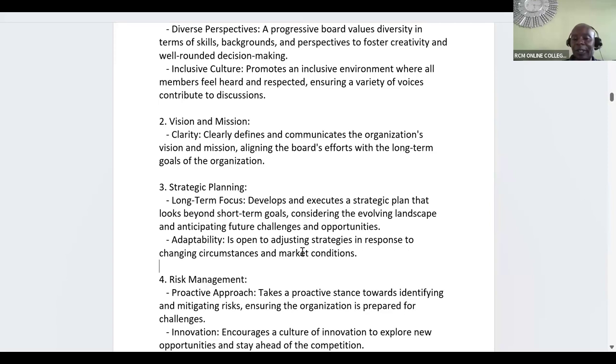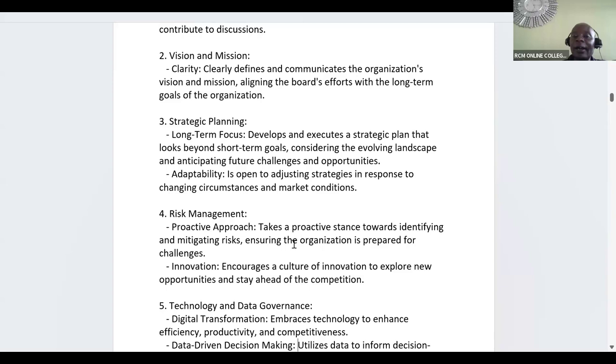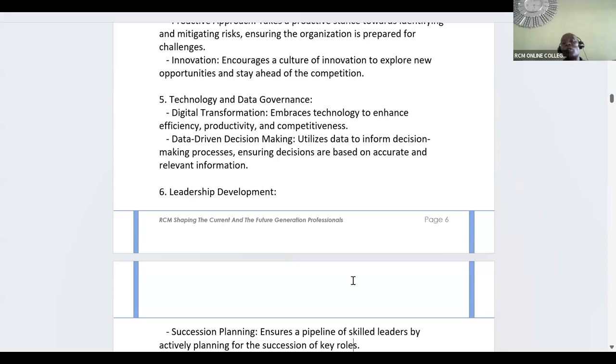Risk management. Proactive boards take a proactive stance towards identifying and mitigating risks, ensuring the company is prepared for challenges. Innovation encourages a culture of innovation to explore new opportunities and stay ahead of the competition. Technology and data governance. Digital transformation embraces technology to enhance efficiency, productivity, and competitiveness. Data-driven decision-making utilizes data like big data to inform decision-making processes, ensuring decisions are based on accurate and relevant information. Leadership development, they also develop themselves.